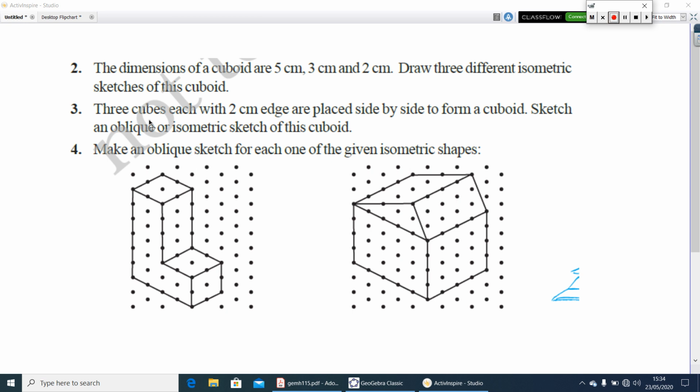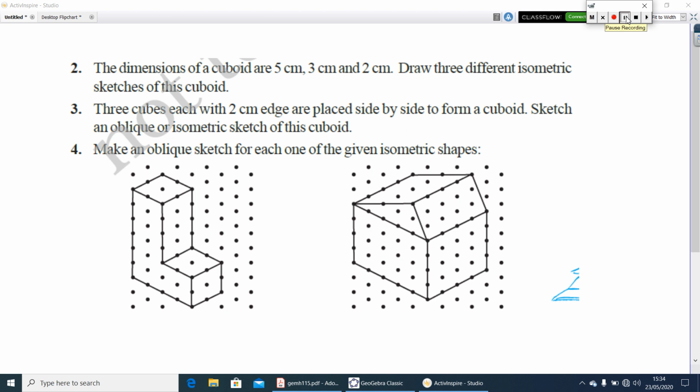Next question is, three cubes each with a 2 centimeter edge are placed side by side to form a cuboid. Sketch an oblique or isometric sketch of this cuboid. So you have to make one cube with the 2 centimeter edge, and next to that you can make the same cube. Now you will get a cuboidal figure. Either you have to make a sketch of oblique or isometric.